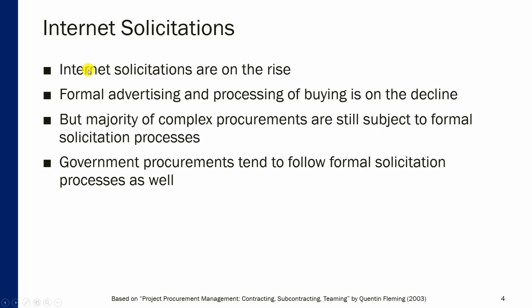Now, today, internet solicitations are on the rise, and formal advertising and formal solicitation is on the decline. Why is that? Well, the internet, as you probably all well know, is replacing some of the benefits behind a formal solicitation process. One of the reasons to have a formal solicitation process is to advertise a particular contract broadly, so that a number of vendors or sellers can hear about it and respond. And this is something that ensures adequate competition that will ultimately result in a good price-quality combination for the buyer.